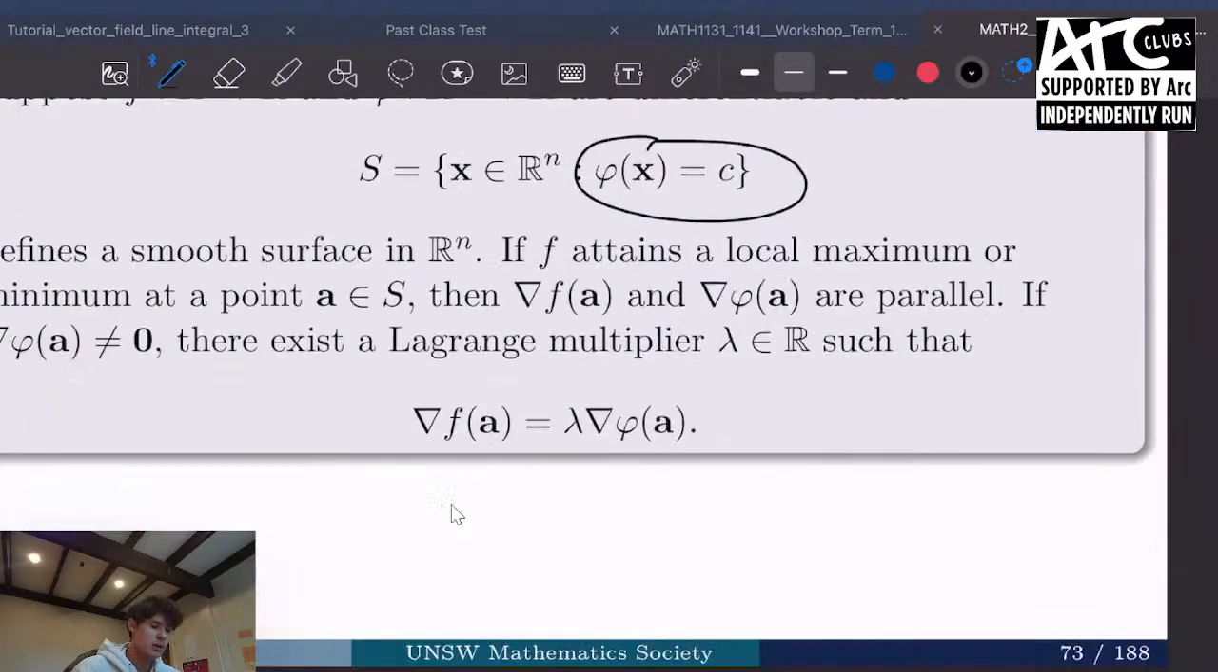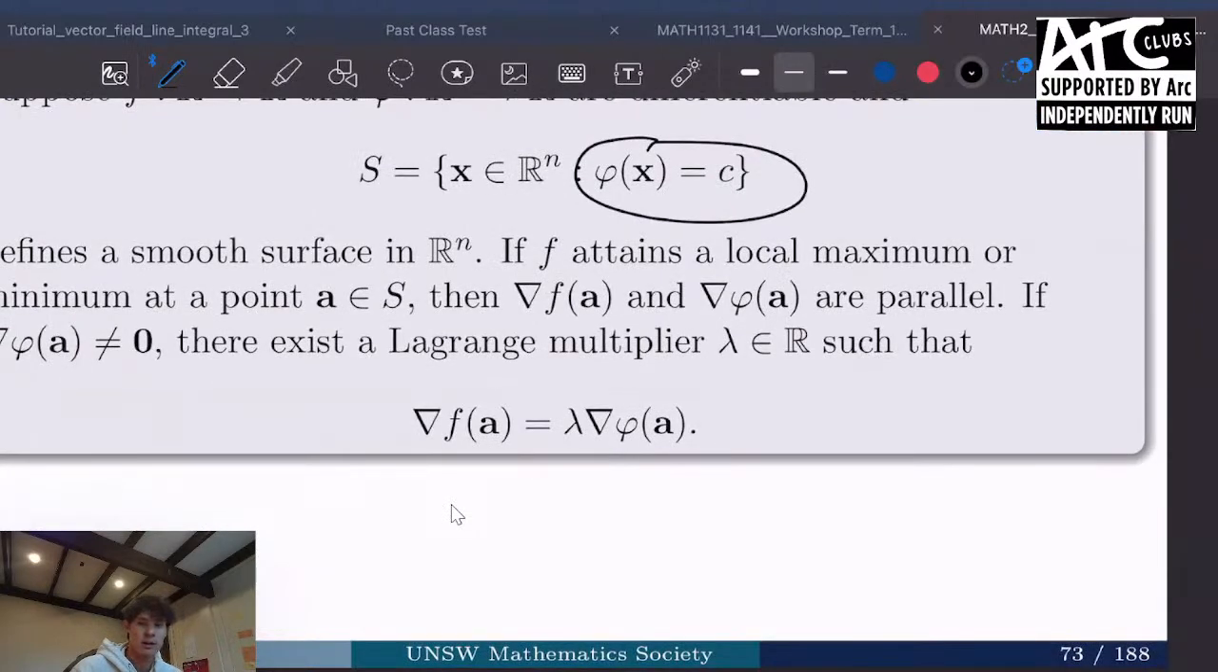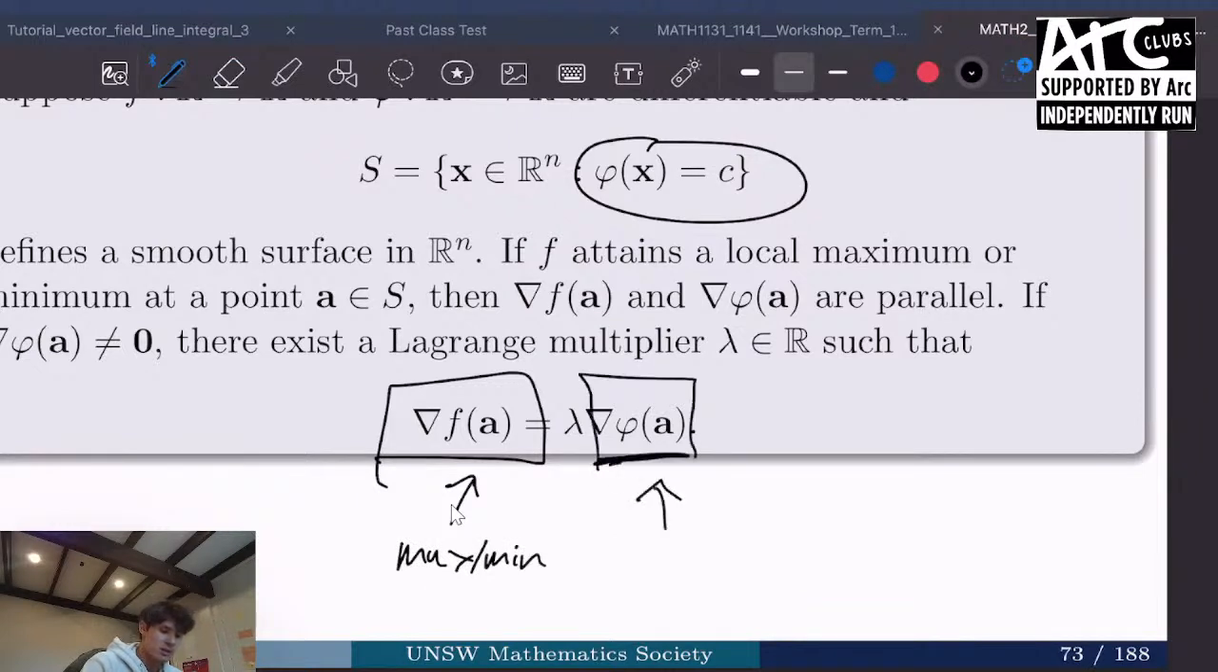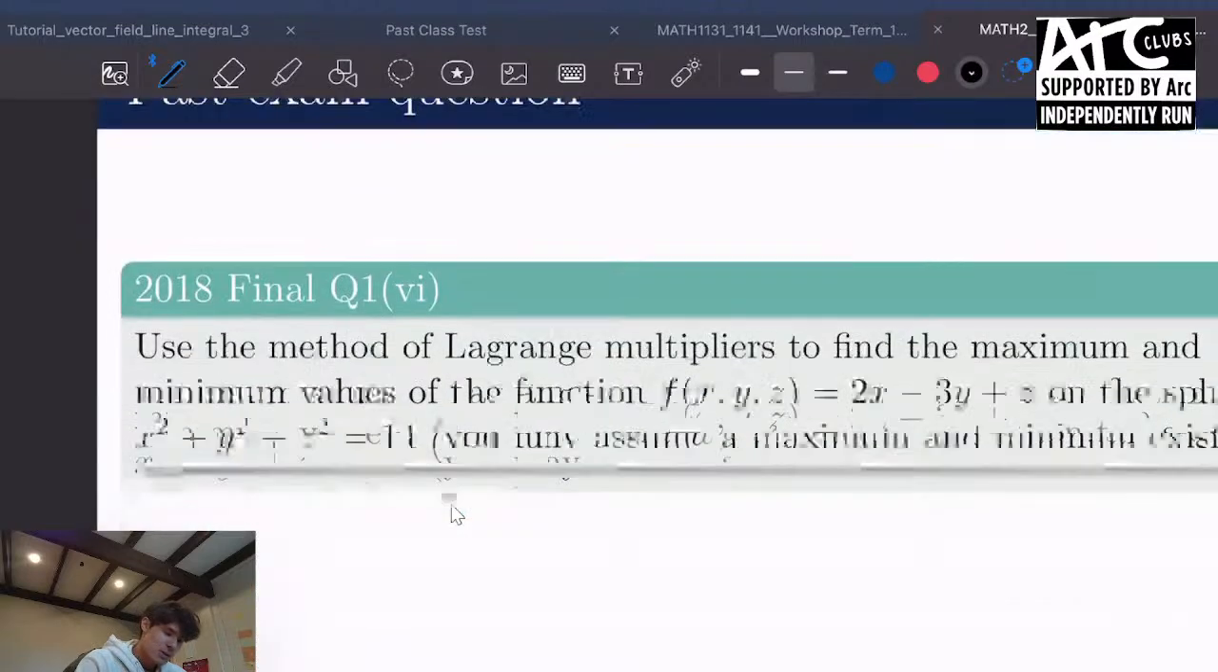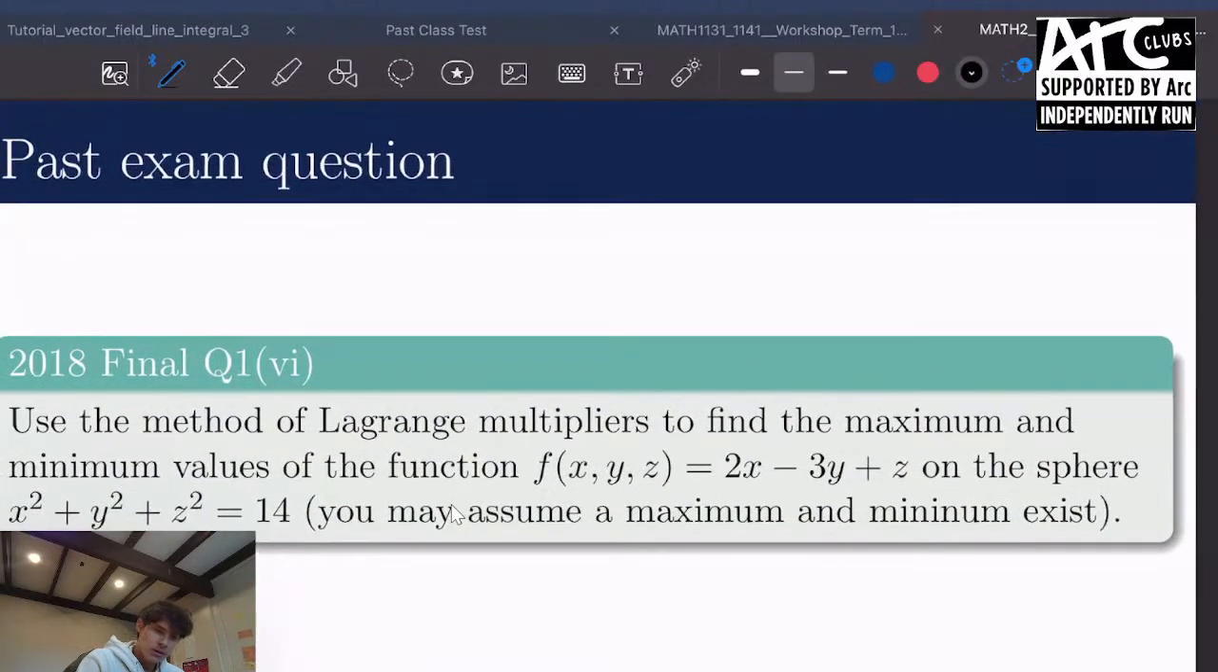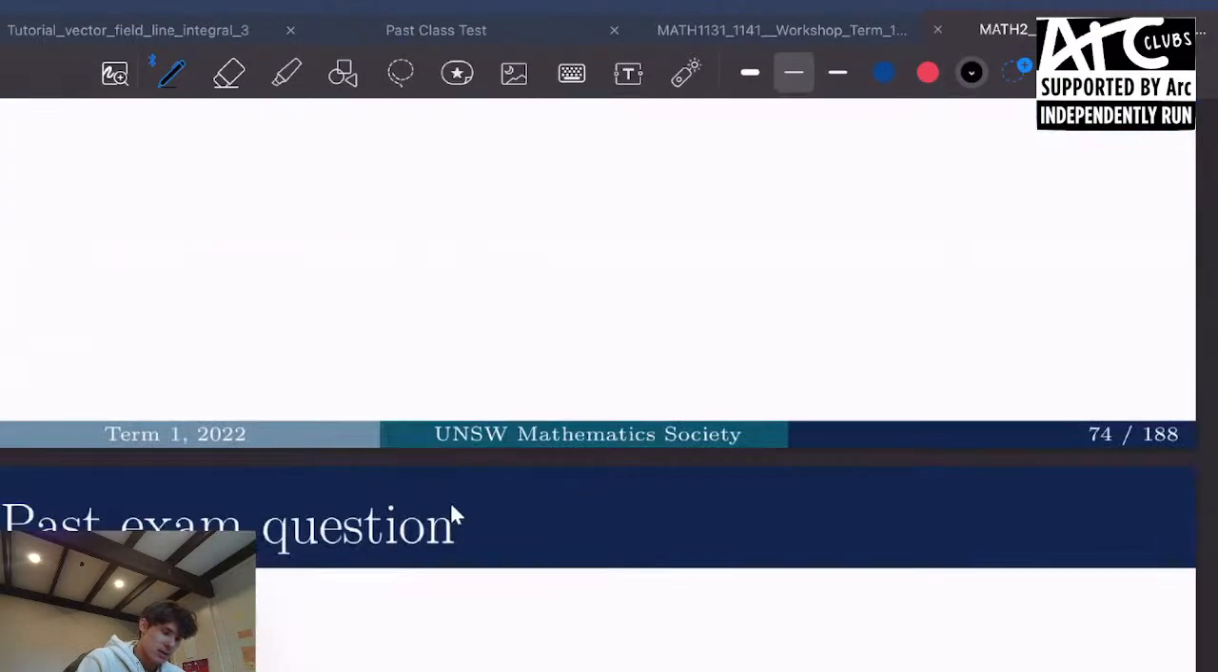We know at this point, what we need is for the gradients to be parallel to one another. So that means that the gradient of f at the point a, which is our max or min, needs to be equal to some lambda times the gradient of phi at a. Remember, phi is our constraint. So that's the gradient of the constraint when we substitute a into that. So we can apply this in a question and see how it's done.